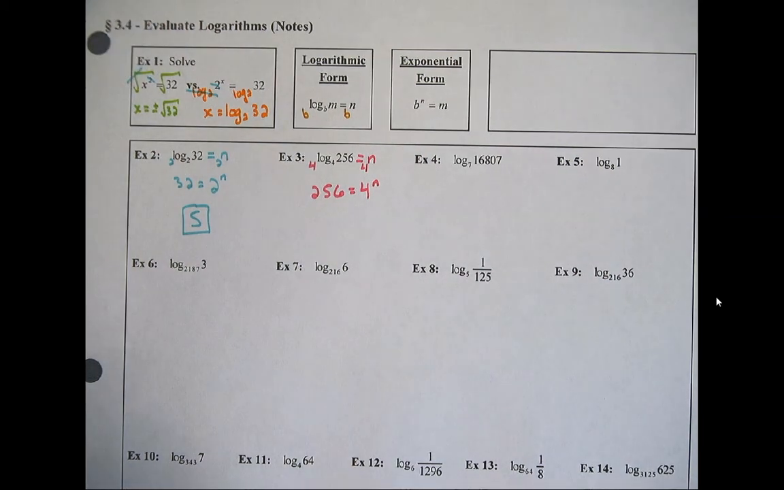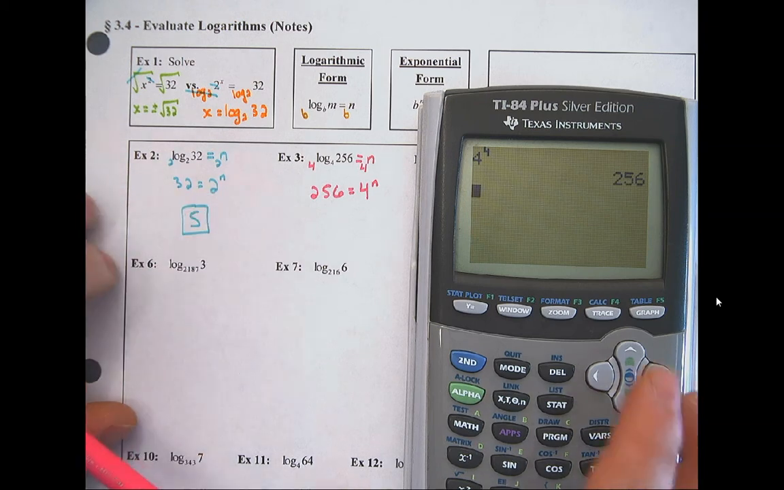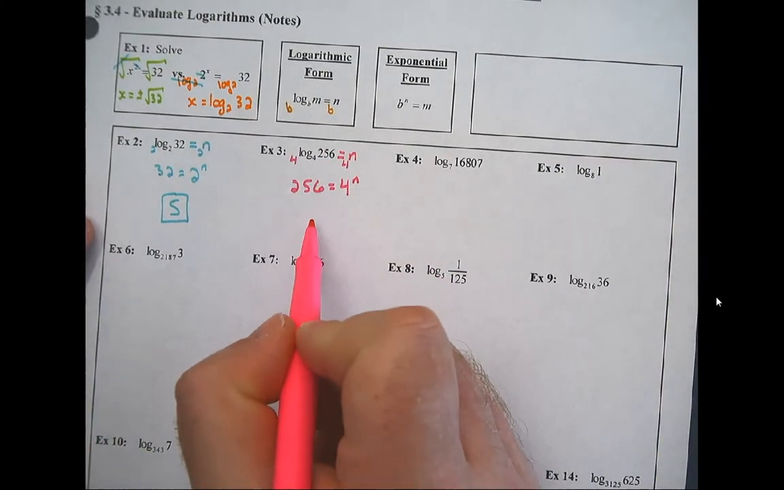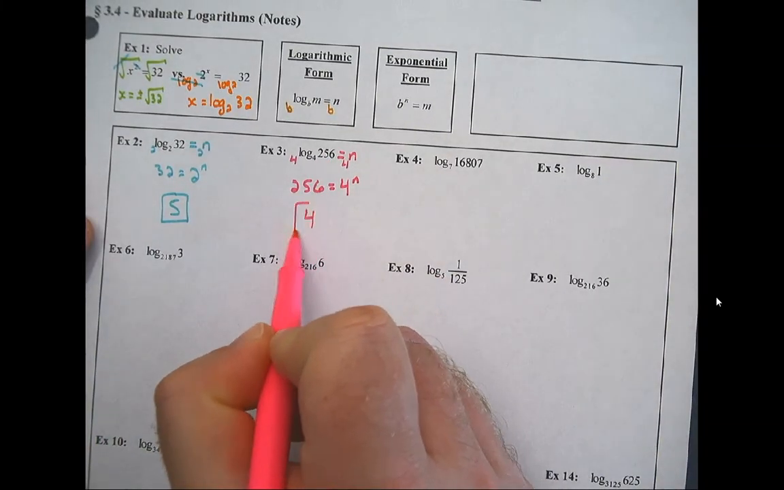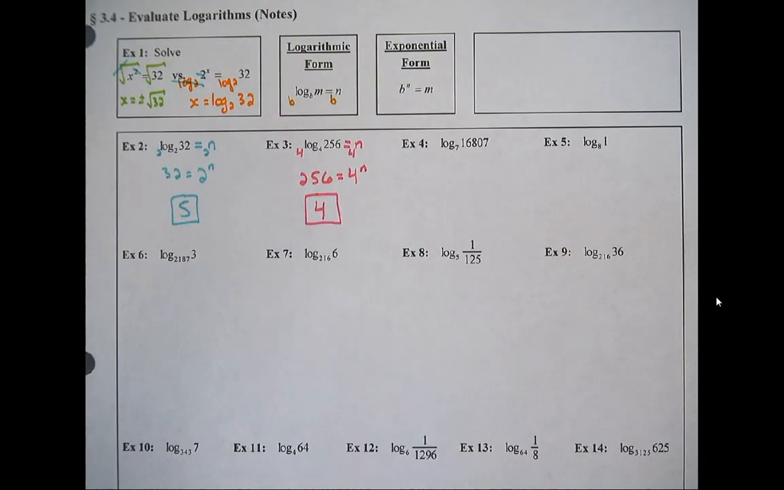At this point, I can mess around with my calculator. 4 to the 4th. Yep, I got it. One try. 4 to the 4th is 256. So 4 to the 4 would be my answer. Log base 4 of 256 is just 4. I'm going to encourage you to pause and try to do the next one.